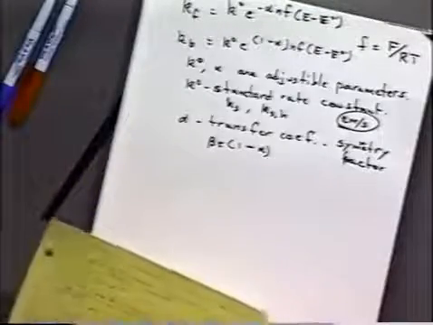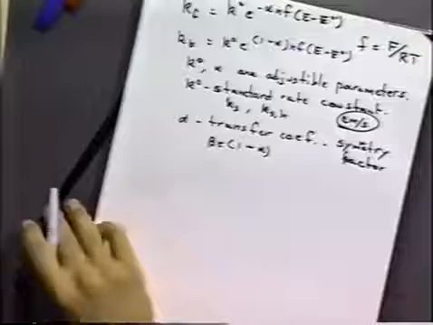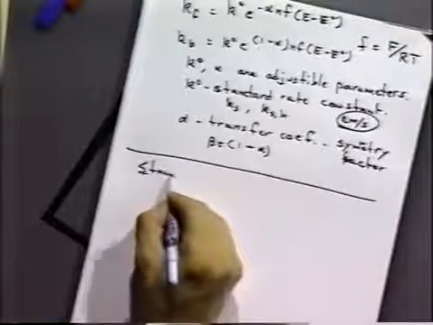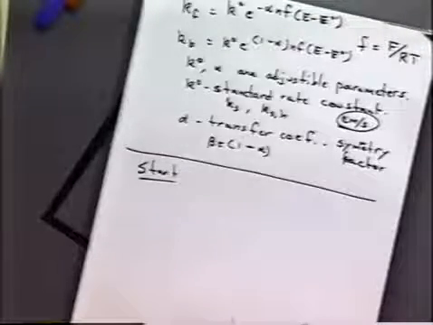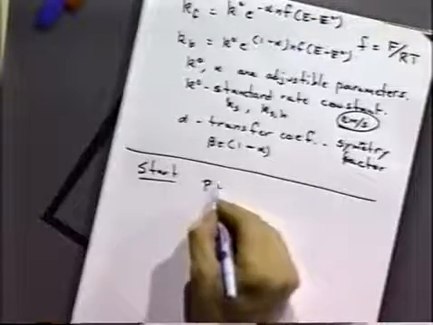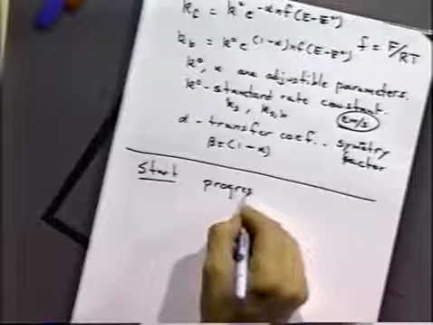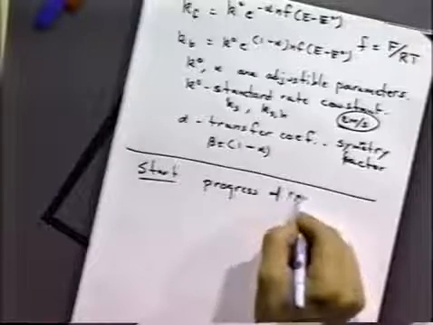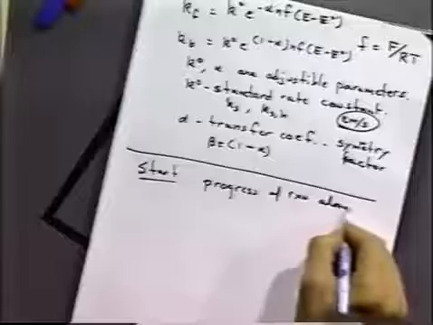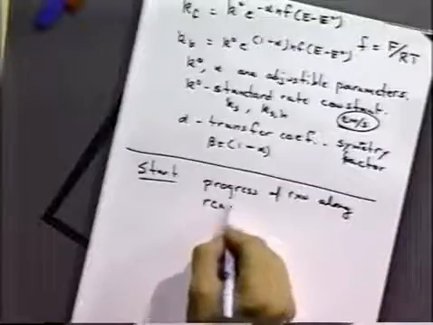All right, so how do we go about deriving these equations? They look kind of complicated. They're not too bad, but what we can do is we can start by considering the progress of the reaction along a reaction coordinate.